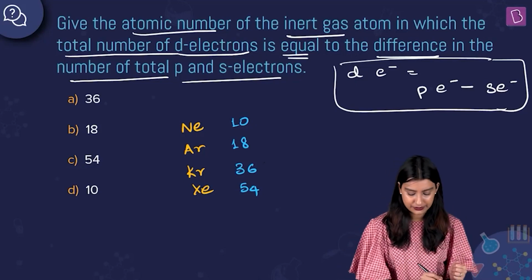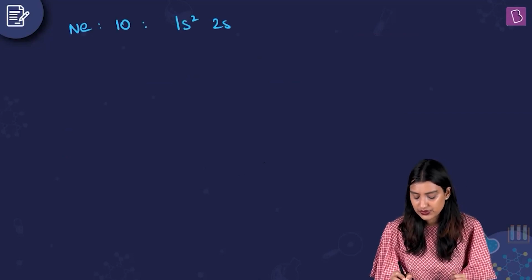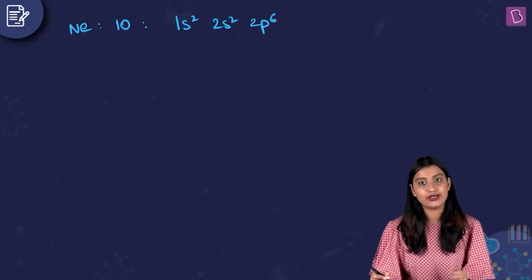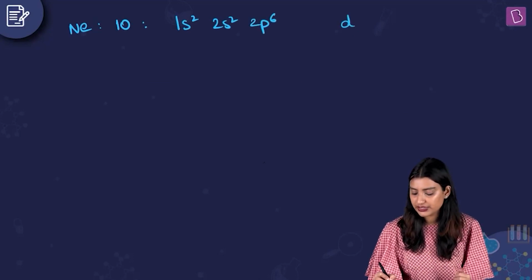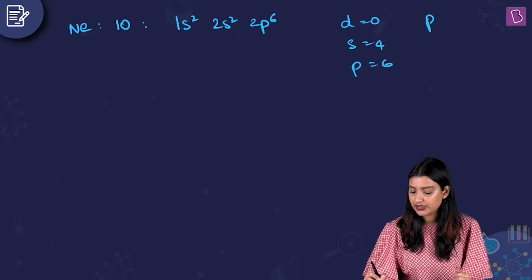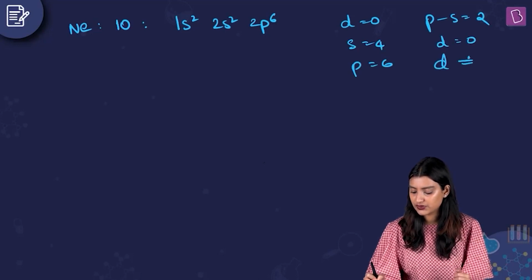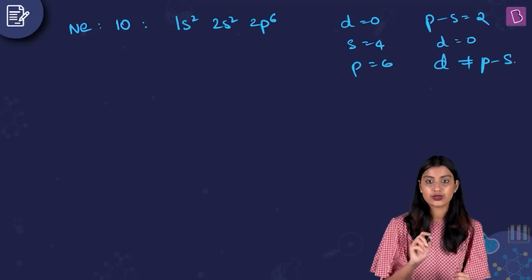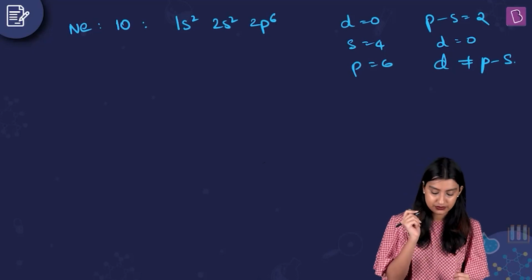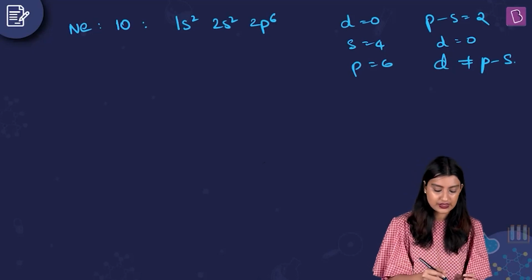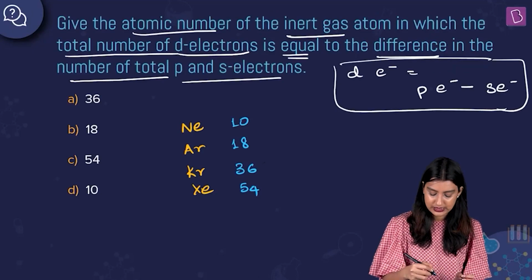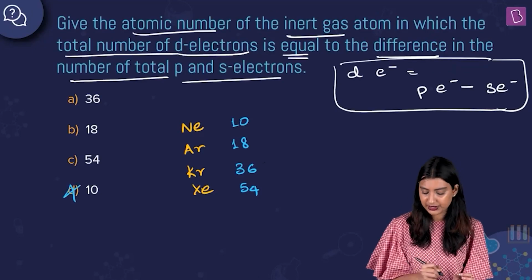So let's start with neon, okay? In case of neon, you have 10 electrons, so you have 1s2, 2s2, 2p6, right? Number of d electrons, 0. Number of s electrons, 4. Number of p electrons, 6. P minus s is equal to 2 and d is equal to 0. So number of d electrons is not equal to p minus s. Okay, this is how we'll solve for everything. Great. So neon is not the answer, which means 10 can be discarded. So option D can be discarded.